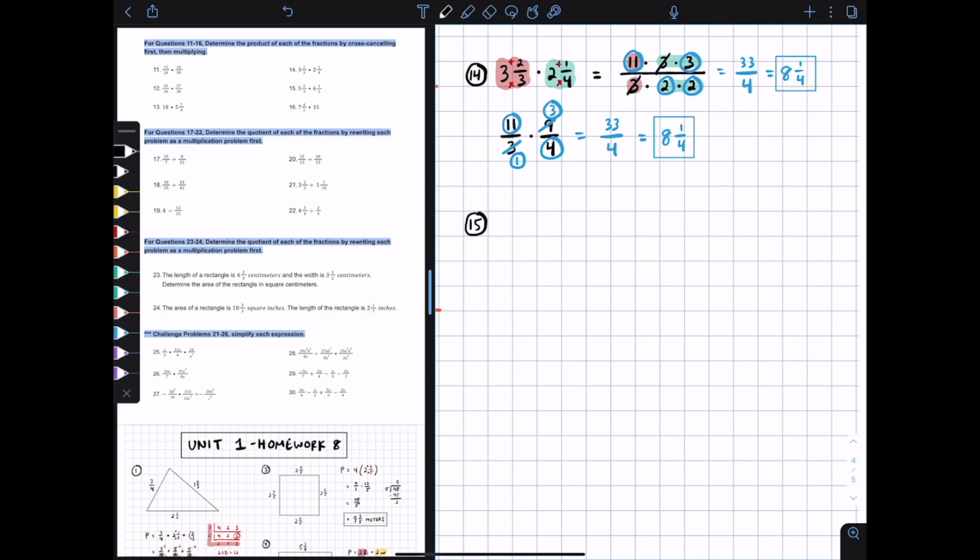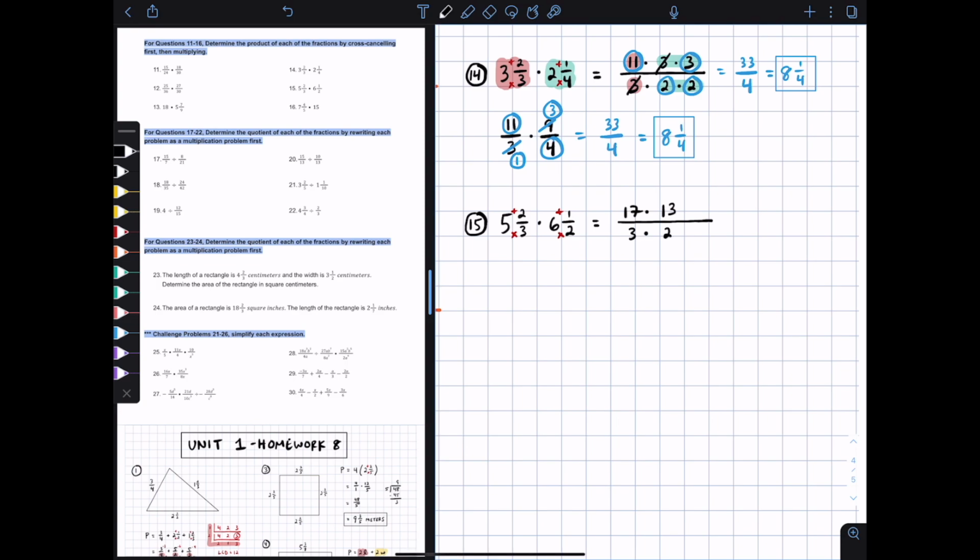For 15, we have 5 2/3, and we're going to multiply this by 6 1/2. Okay, so let's turn these into some improper fractions so we can go ahead and write out their prime factorizations. 5 times 3 is 15 plus 2, and that's going to be 17, so 17 over 3. Those are both prime numbers, so I'll go ahead and write them right away. 6 times 2 is 12 plus 1 is going to be 13, so that'll be 13 over 2.